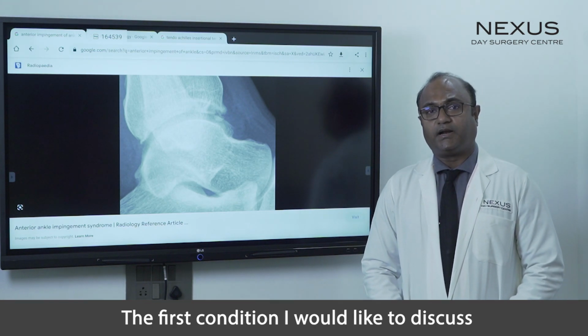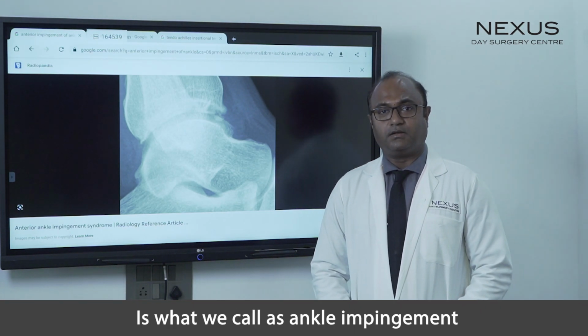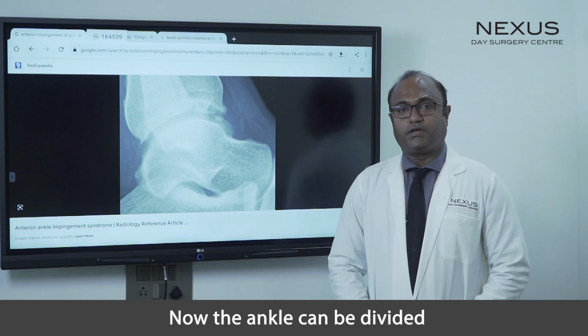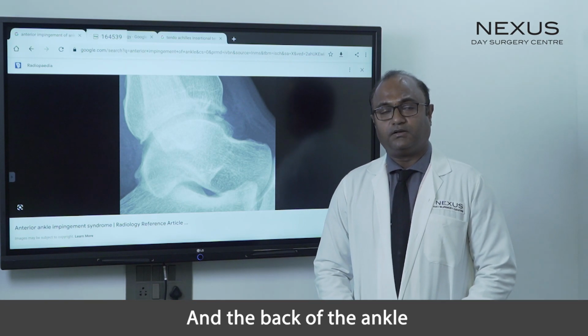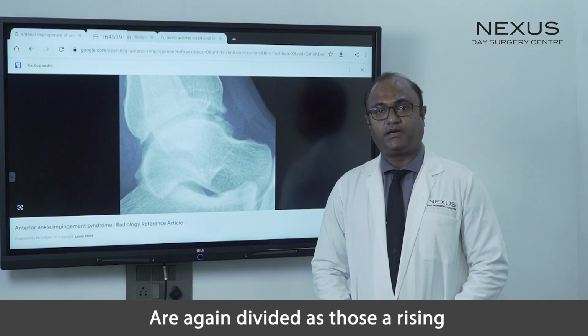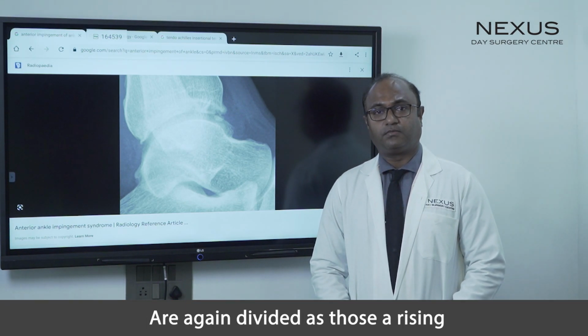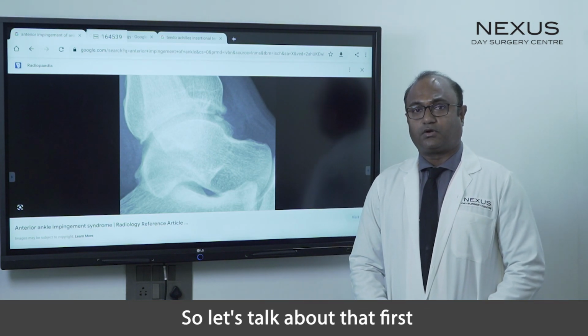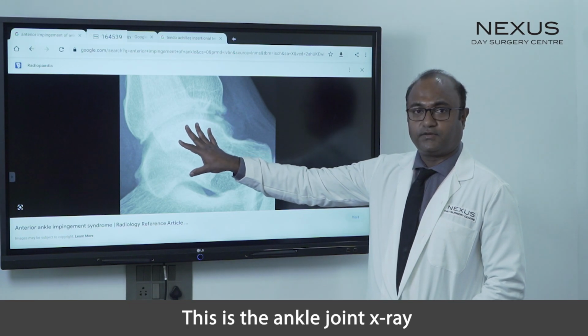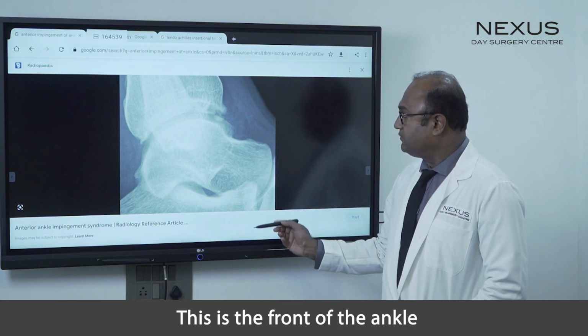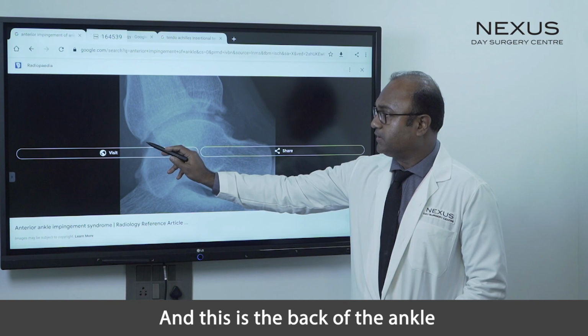The first condition I'd like to discuss is what we call ankle impingement. Now, the ankle can be divided into the front of the ankle and the back of the ankle. So, the painful conditions are again divided as those arising from the front of the ankle. So, let's talk about that first. Like in this image you see, this is the ankle joint X-ray, this is the front of the ankle and this is the back of the ankle.